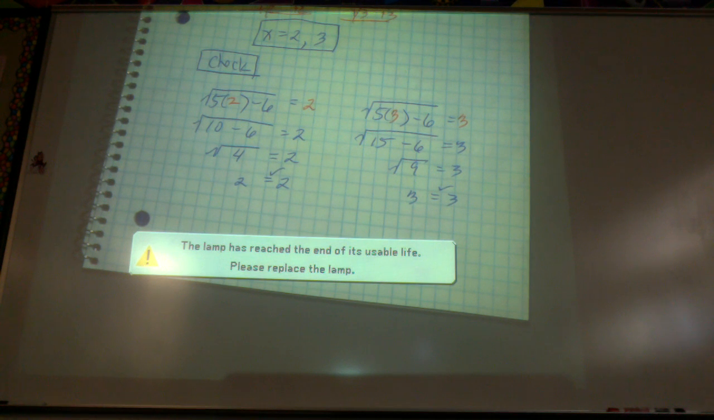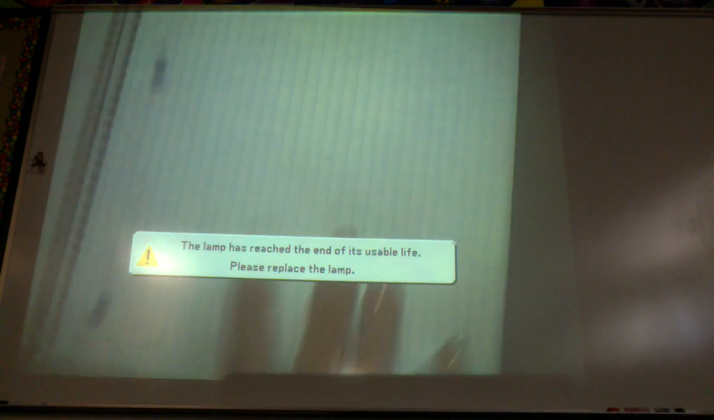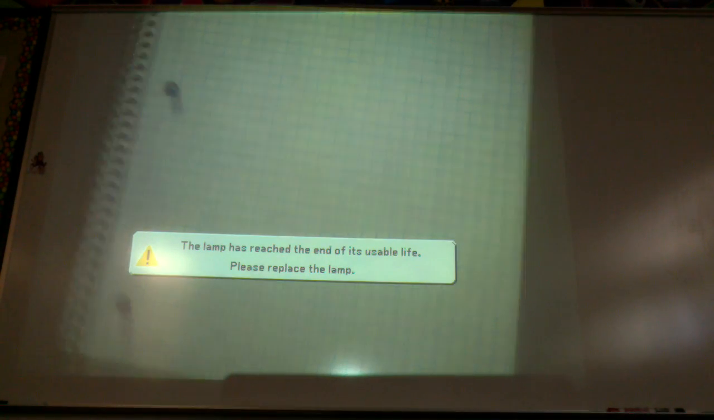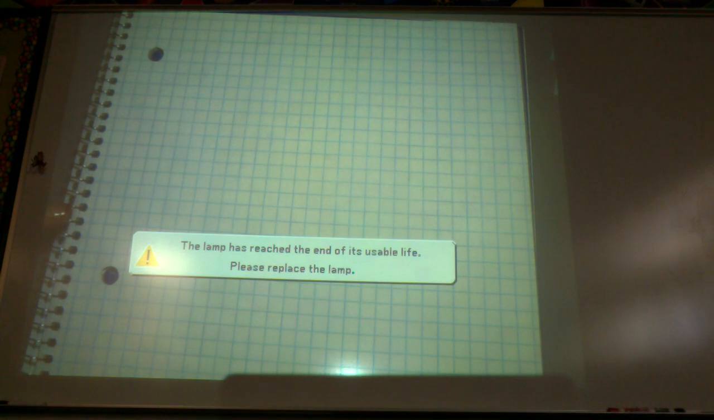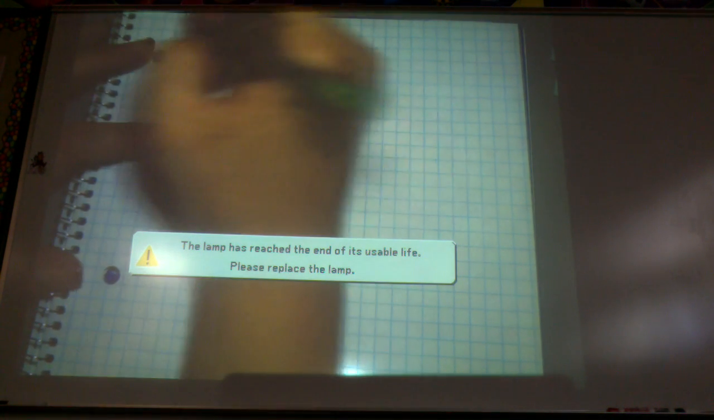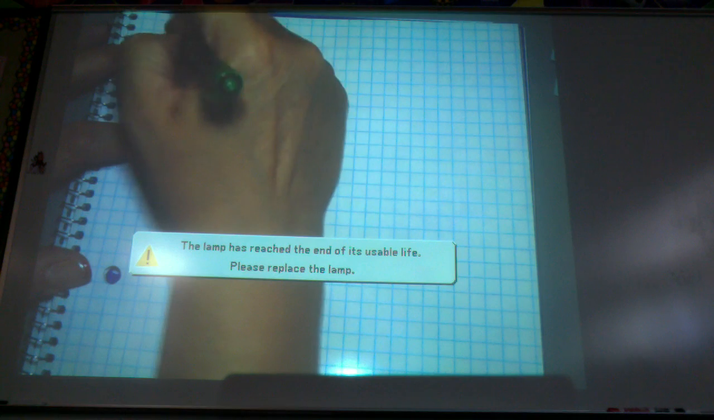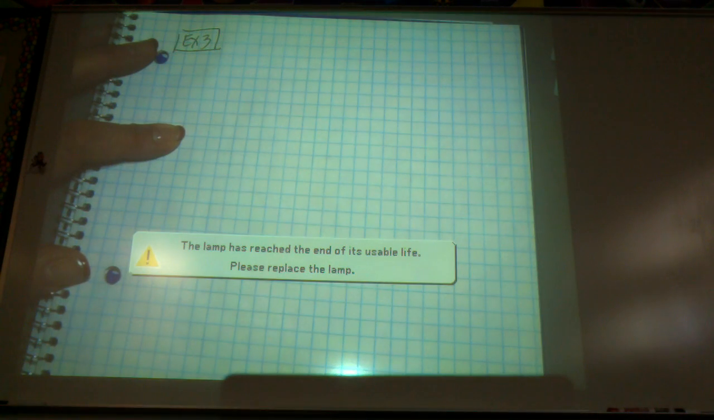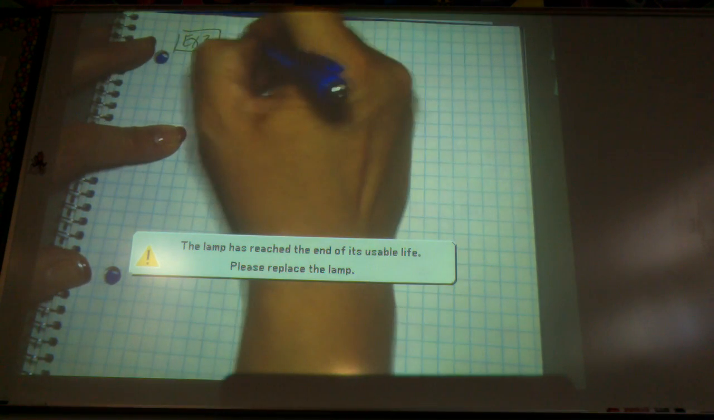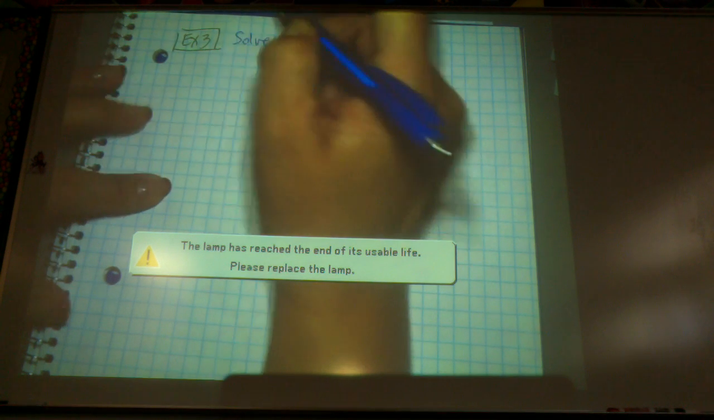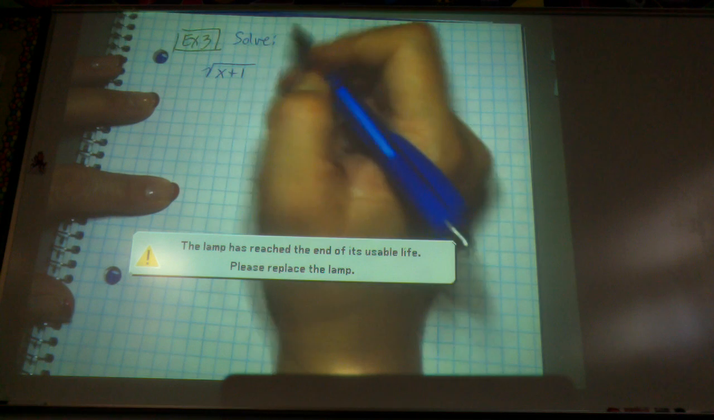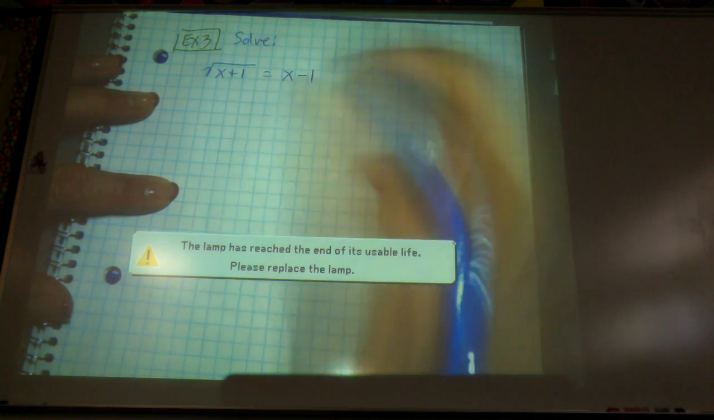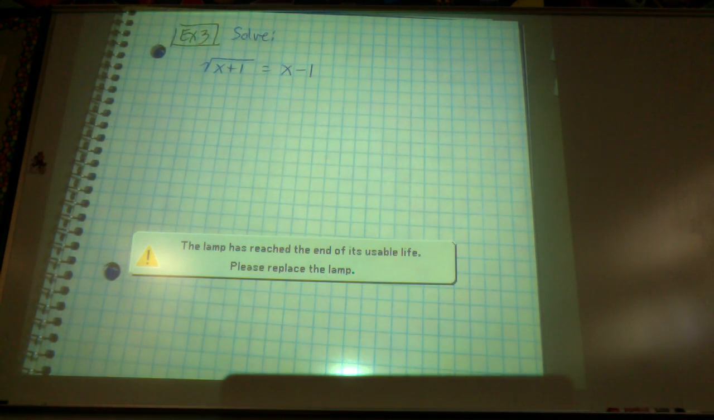I have 2 more. The next one you have to be super careful with, and tell me why. So for example 3. Again, we're solving. Tell me how this equation looks different. Square root of x plus 1 is equal to x minus 1. How is that different?